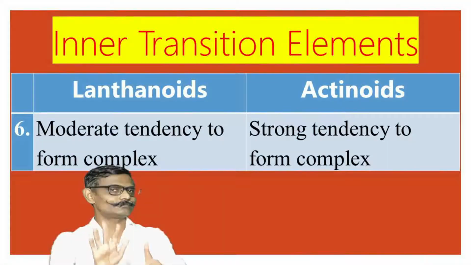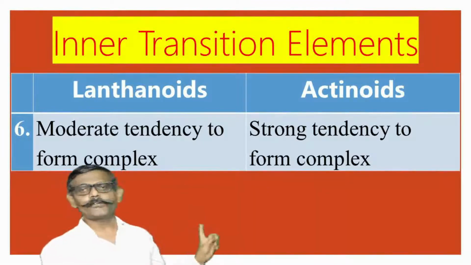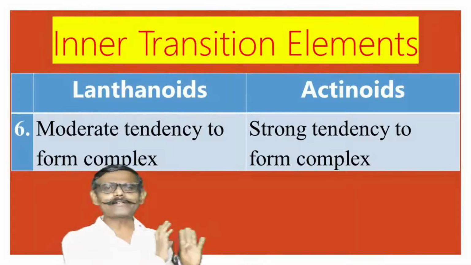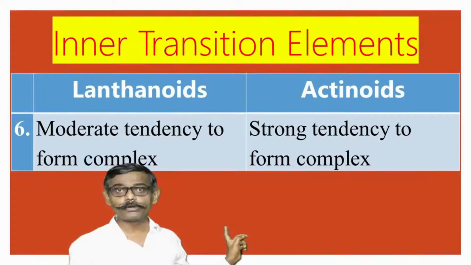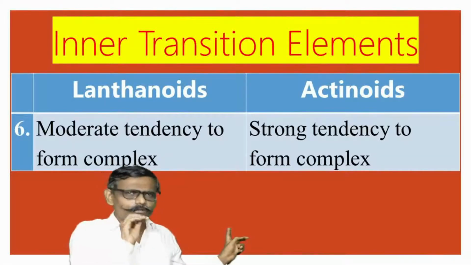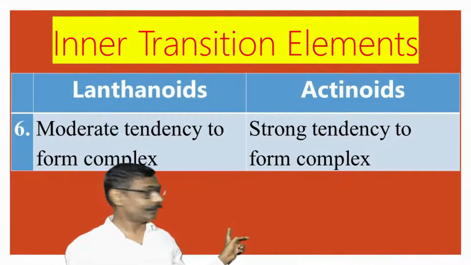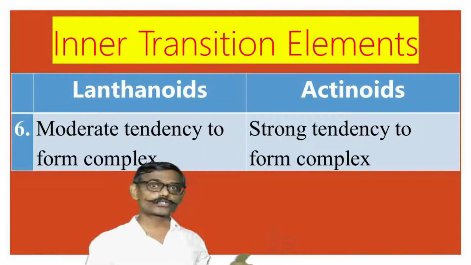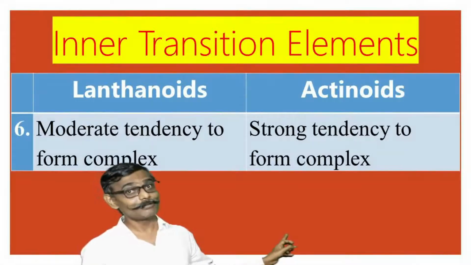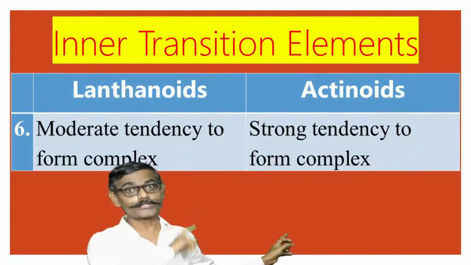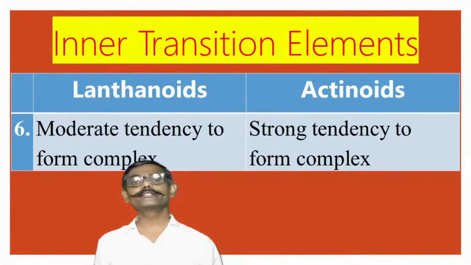Point number 6: lanthanoids have a moderate tendency to form coordination compounds, to form complexes, meaning somewhat weak tendencies. And actinoids have a strong tendency to form complexes. What may be the reason? High oxidation state is one of the reasons.